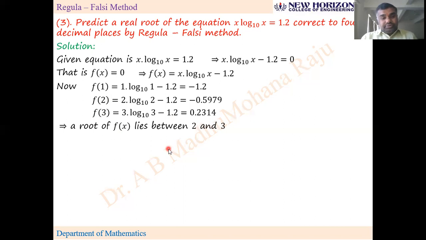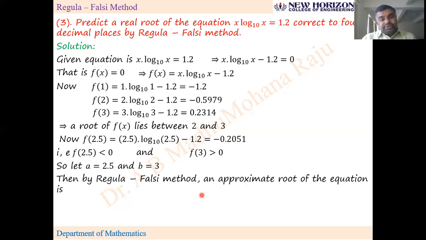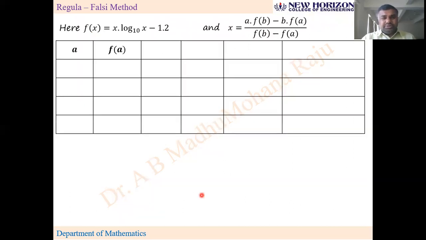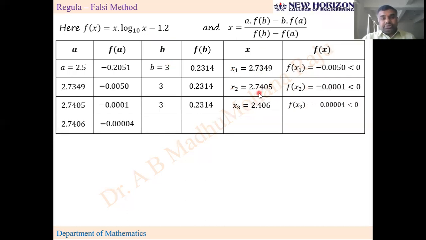Now take the midpoint of 2 and 3, 2.5. At 2.5 also negative only. So the required values are A as 2.5 and B as 3. Once you list A and B, then you can proceed by the regula falsi method formula and table. The table procedure is the same. A, B, f of A, f of B, x, f of x: A is 2.5, B is 3, and substitute these 4 values, you will get x1. Repeat like this. You will get the required approximate root at the 4th stage, x equal to 2.7406.